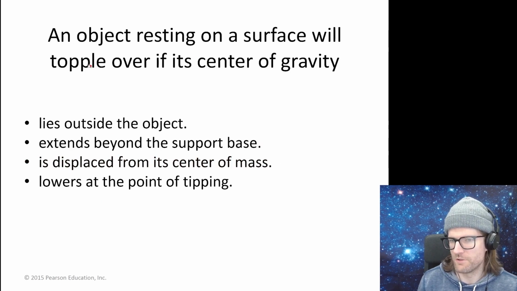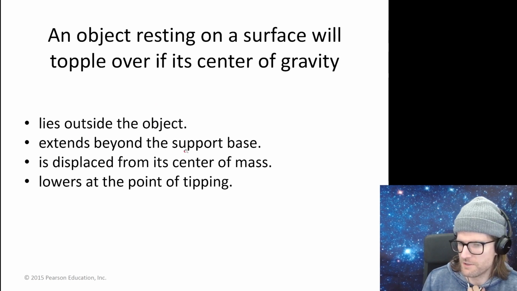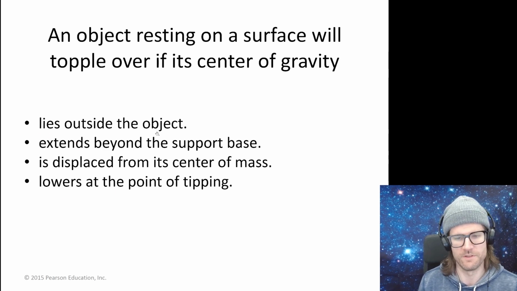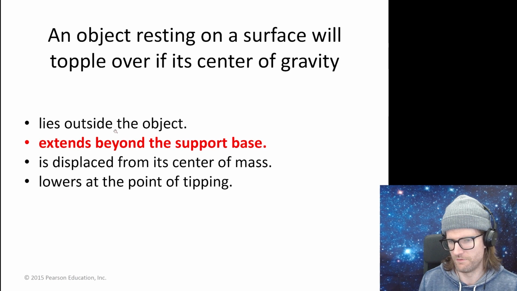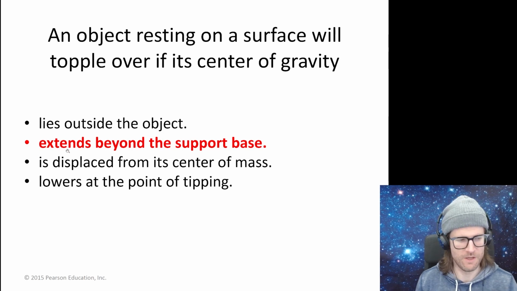An object resting on a surface will topple over if its center of gravity lies outside the object. That sounds good. Extends beyond the support base. Well, center of gravity is a point. There's no extension. Is displaced from its center of mass? Not necessarily. If they're different locations, as long as the support is underneath them, they're good. Lowers at the point of tipping, I don't know what that means. So it lies outside the object. Oh, what did I say? Extends beyond the support base. That's what I meant to say, because it could lie outside the object. What did I say at the beginning? It has to be outside the support base.